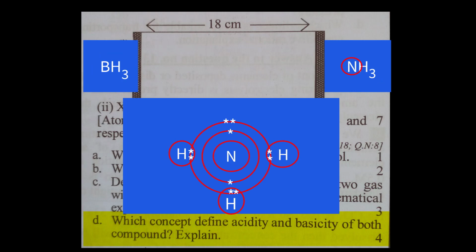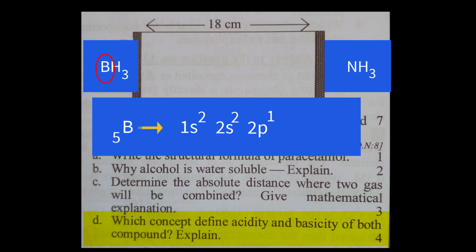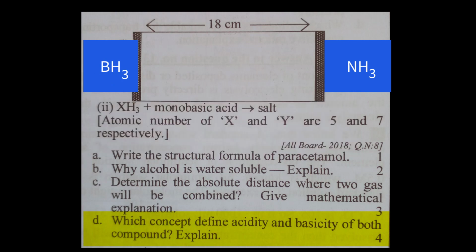See, nitrogen has a lone pair of electrons. So, nitrogen has the capacity to donate these lone pair electrons. Therefore, NH3 is a base. Again, look at the electron configuration of boron at normal state. We do not find any empty orbital from this electron configuration of boron at normal state. But from the electron configuration of boron at excited state, we will get an empty orbital that is capable of accepting that lone pair of electrons of nitrogen.